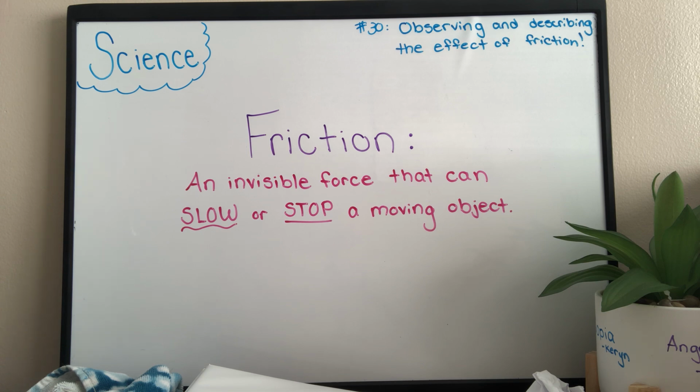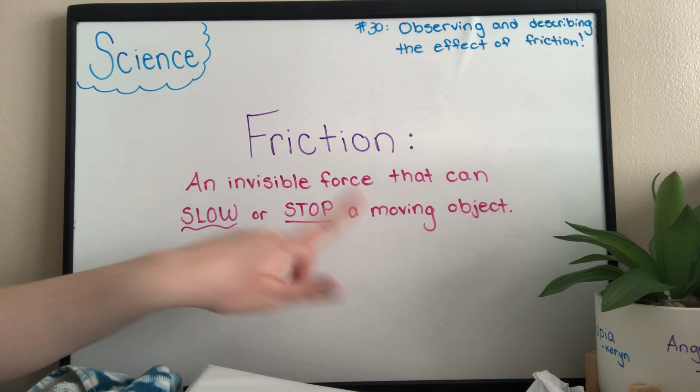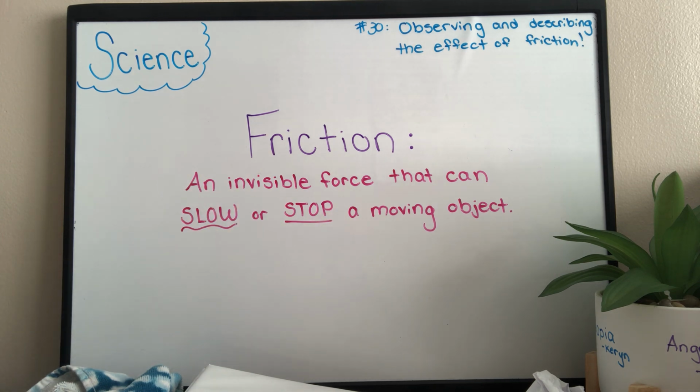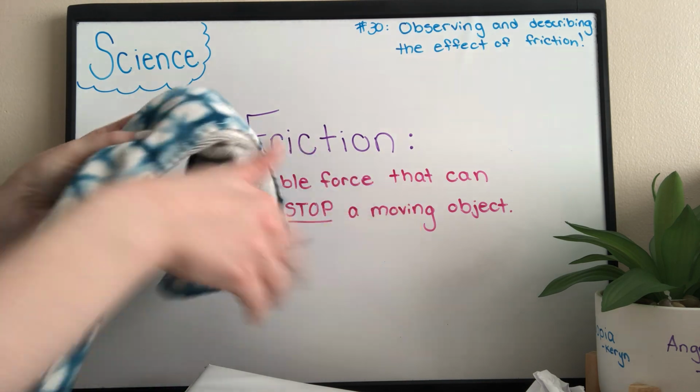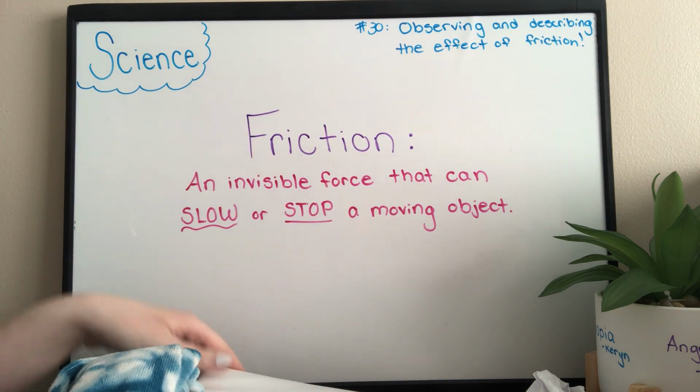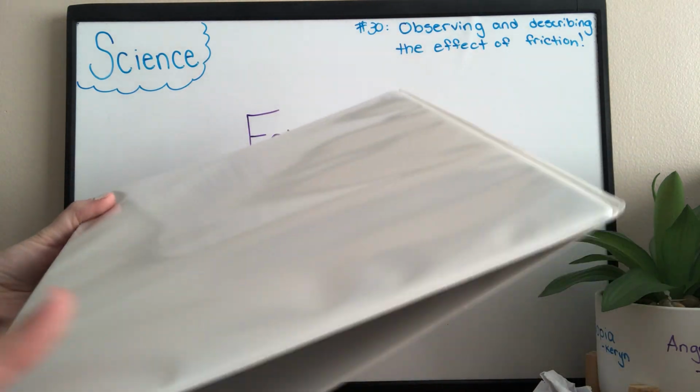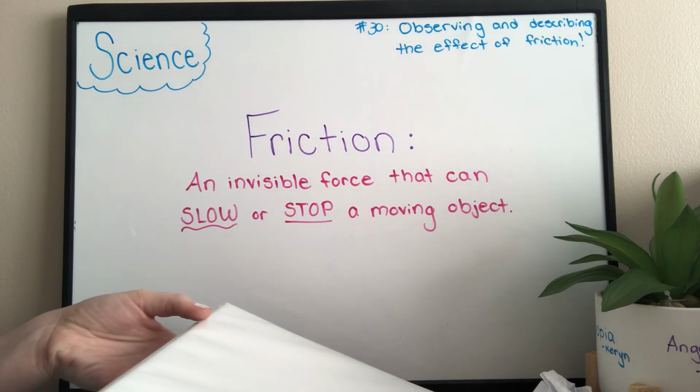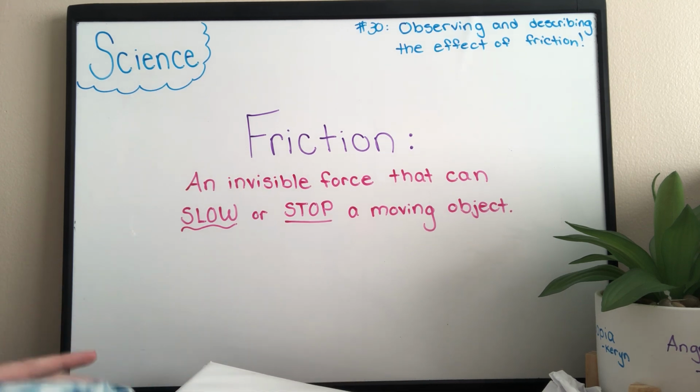Friction is an invisible force that can slow or stop a moving object. Remember that the word invisible means cannot be seen. The friction between two objects depends on the surfaces of the objects. Rougher textured objects will have more friction than smoother objects. If we push with the same force, a toy car will move farther across a tile or wood floor than a carpeted floor. This is because carpet has a rougher surface than wood or tile.